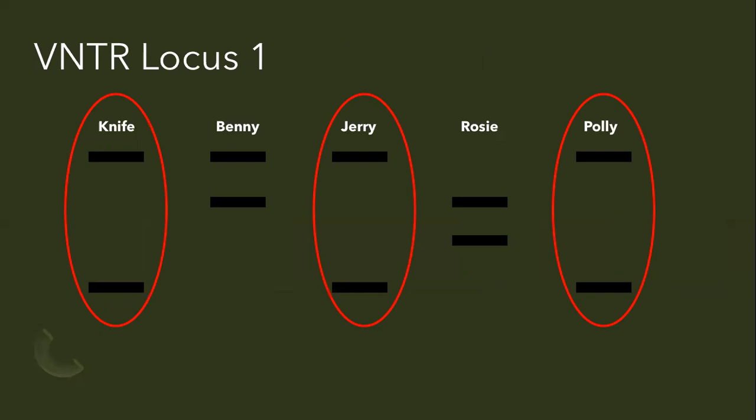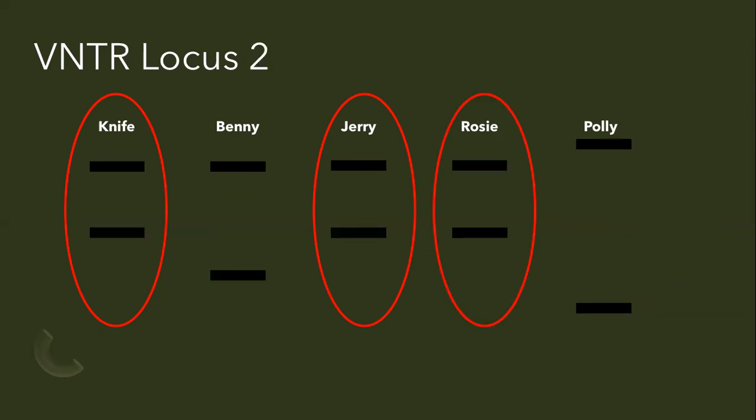Then, looking at Jerry's, we see that he is a match for the fingerprints found on the knife. Continuing on, Rosie is not a match for the fingerprints on the knife because her bands do not align with those from the knife. Finally, Polly's bands align with the bands from the knife, meaning that the fingerprints could potentially be hers. On this slide, we have the VNTR for the second locus.